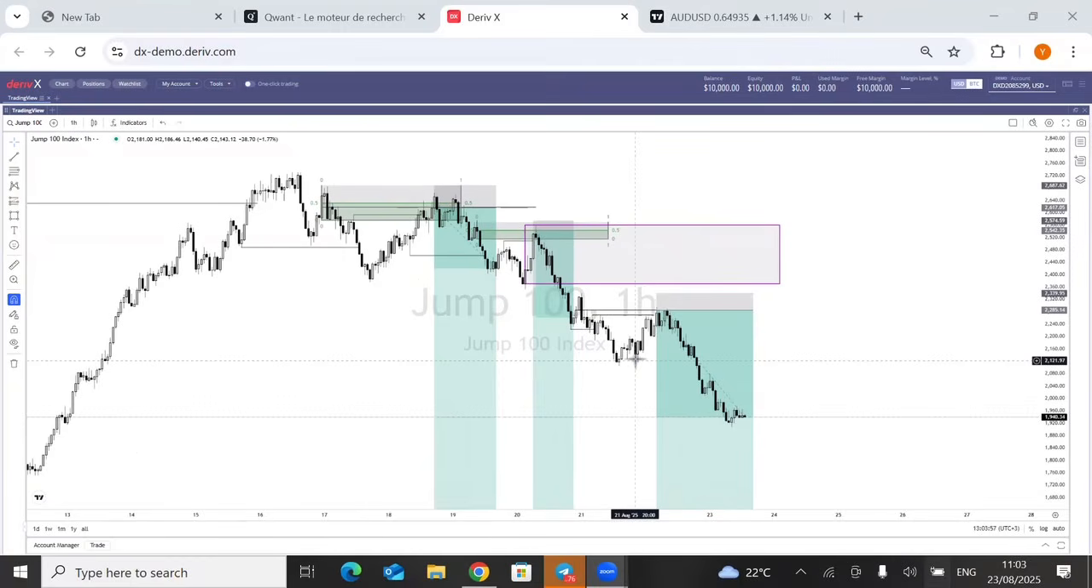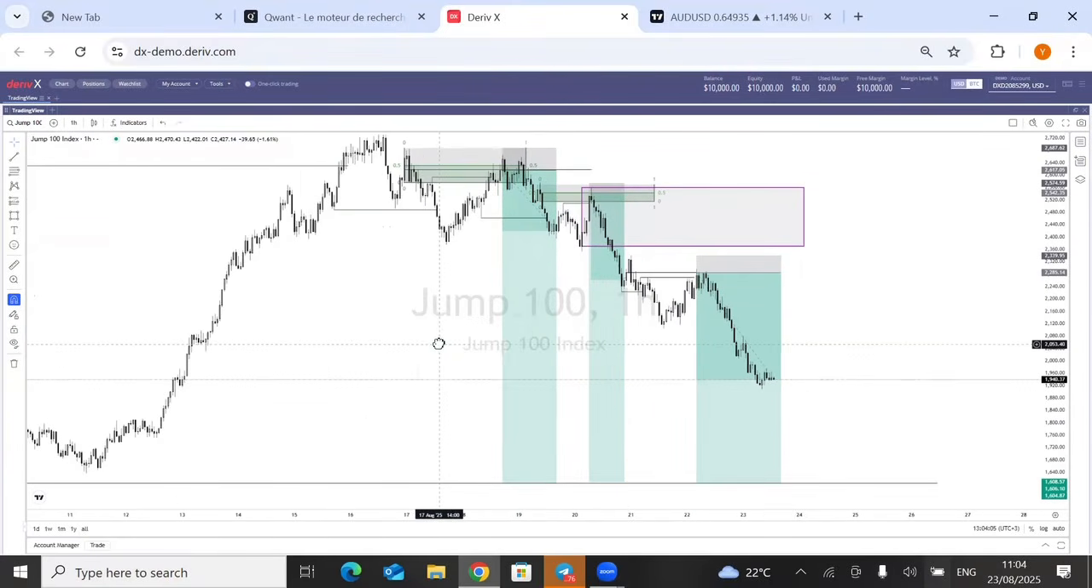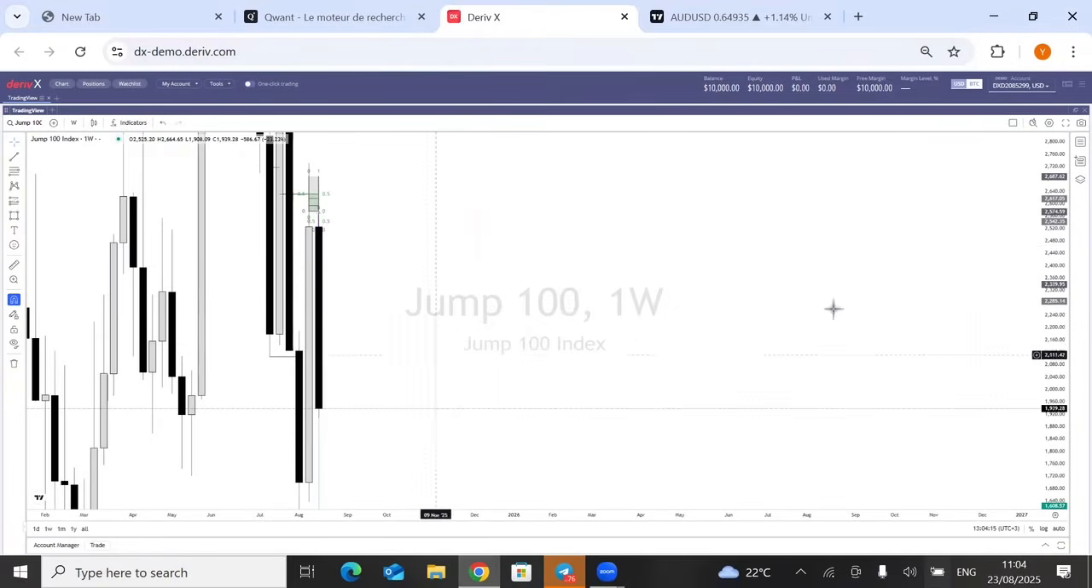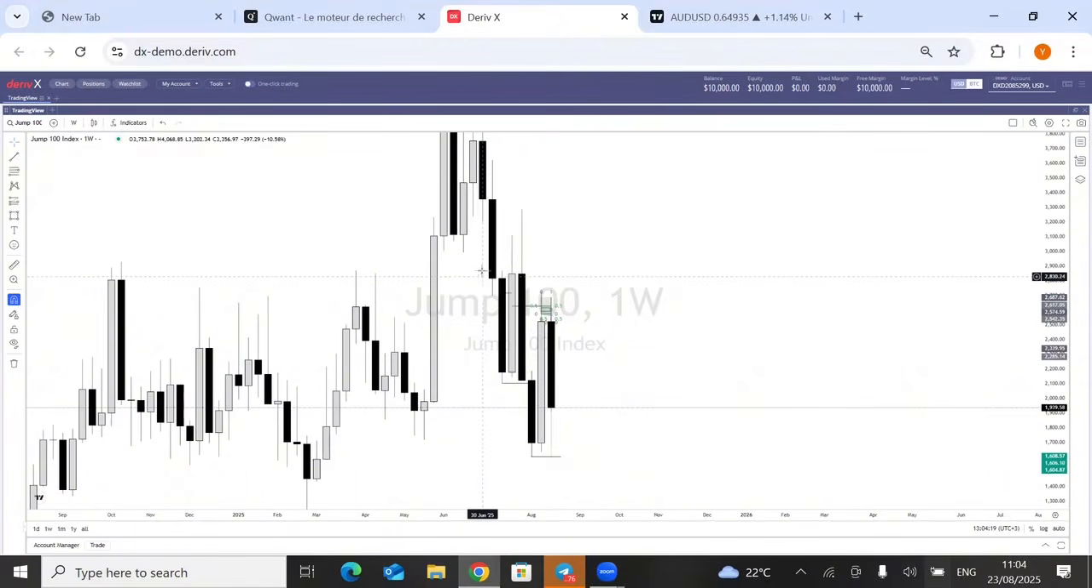I'm going to show you guys how I got this trade on Jump 100 and how I always get my buyers whenever I'm trading synthetics. What I always do is start on a higher time frame, let's say weekly time frame, to look for my buyers. So, let's take everything off this screen.